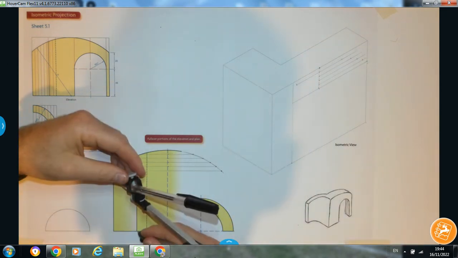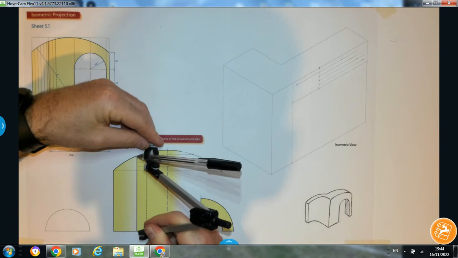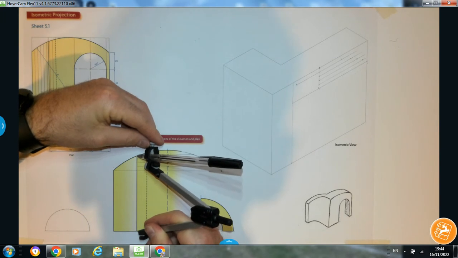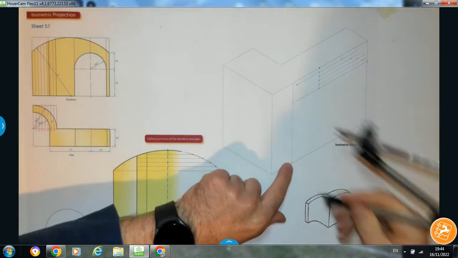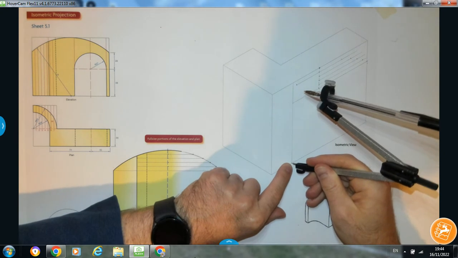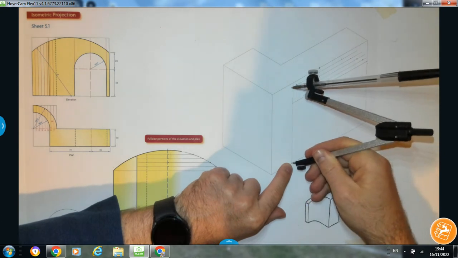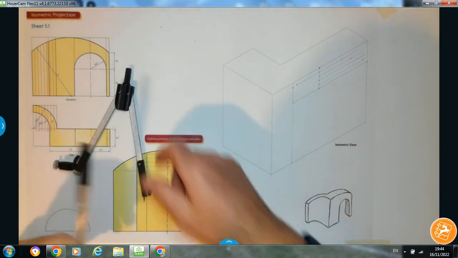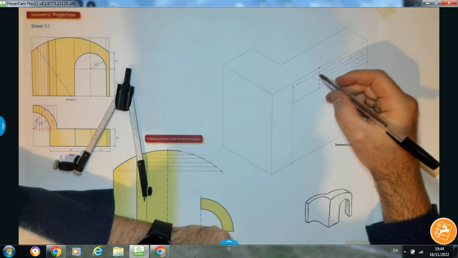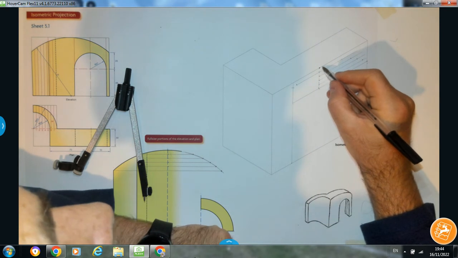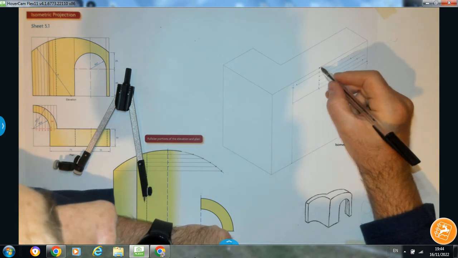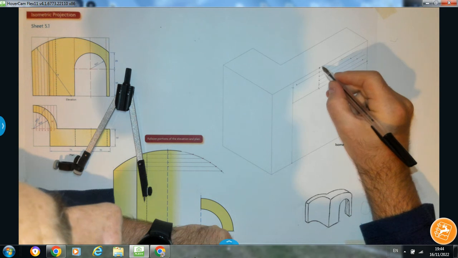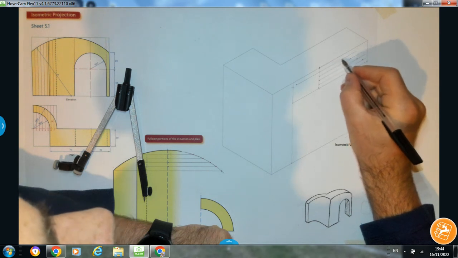So I'll take that vertical height on my compass, right there, come down to this point here, and mark it up. Okay. Now, at this point, what I would do is, as best I can, I would freehand sketch in that curve. Now, I notice there's a long section here, but do it as best I can.